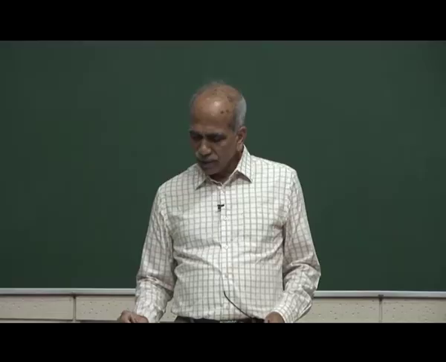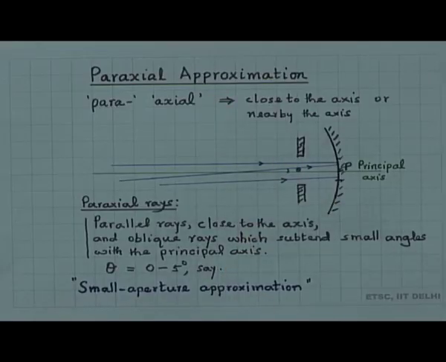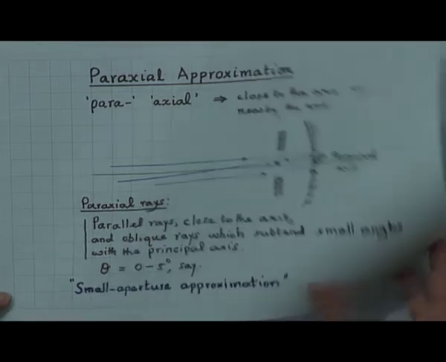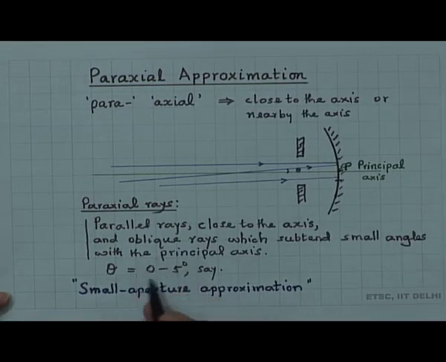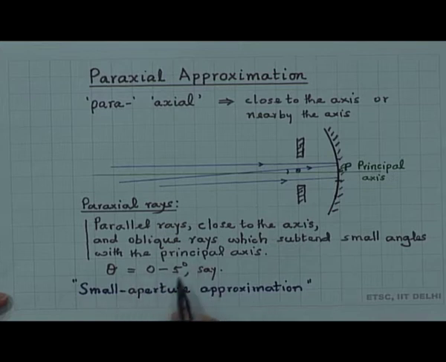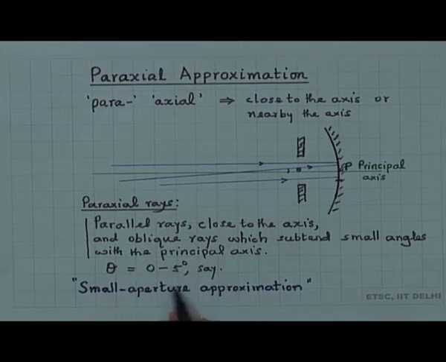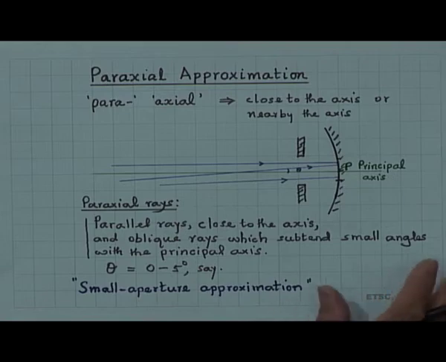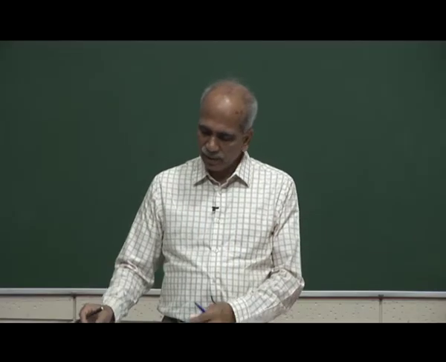So, small aperture approximation or paraxial approximation, the small aperture will lead to paraxial rays. So, paraxial rays close to the axis and oblique rays which subtend small angles. This is no hard boundary, again I am just saying, a range of 0 to 5 degrees, maybe 6 degree, 5.5 degree, does not matter.